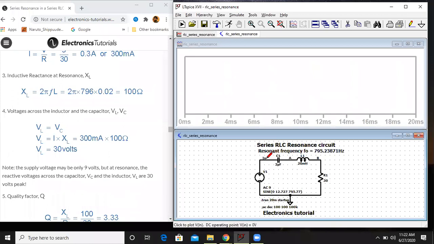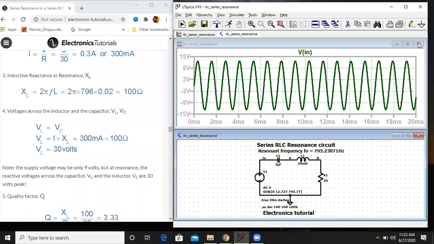The moment you place your pointer over here, don't click it, you'll see a red color marking over here. It's like a voltmeter, a measuring thing. So click on it, hold it. Let me just show you another technique.